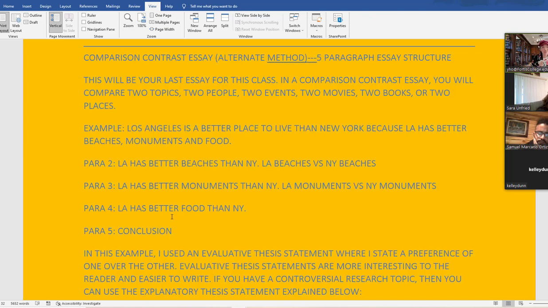So if you choose a simple topic, then you're going to use the evaluative thesis statement, which is where you tell me your preference. Something is better than, worse than, or as good as, okay? So if you choose a simple subject, then you use the preference evaluative thesis statement. If you choose a harder topic, like the difference between, I can't remember, there were two different kinds of records that nurses keep, and I can't remember what they were.